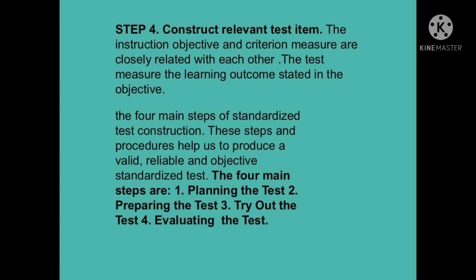Here's the continuation of my report. Step 4. Construct relevant test items. The instruction, objectives, and criterion measure are closely related with each other. The test measures the learning outcomes stated in the objective. The four main steps of standardized test construction. These steps and procedures help us to produce a valid, reliable, and objective standardized test.